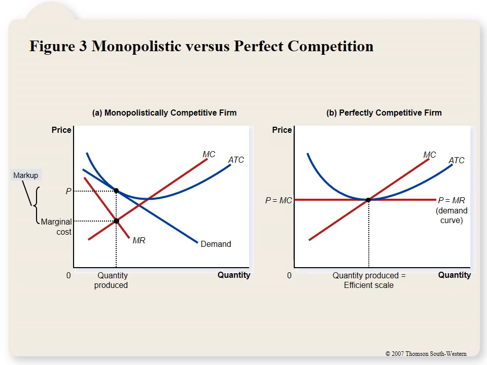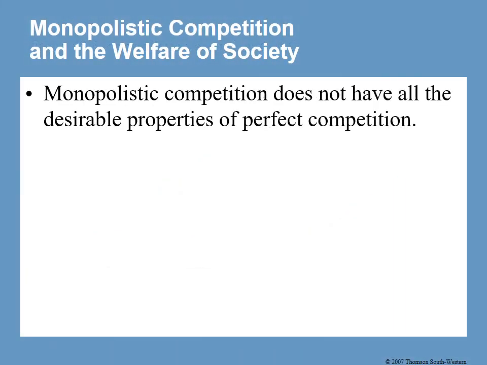Look over on the perfectly competitive. Okay? You can see that, once again, the quantity produced is the efficient scale, and the price doesn't change. Now, if we look back at graph A, you can see the efficient scale versus the quantity produced, there is excess capacity. So that's the problem that exists here with a monopolistically competitive market: you have higher pricing and you have lower output from what would be efficient. Neither of those things exist when it comes to perfectly competitive firms. So monopolistically competitive firms do not have the desirable properties that a perfectly competitive one does.